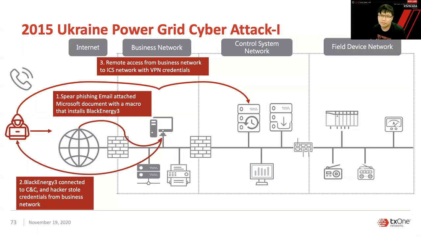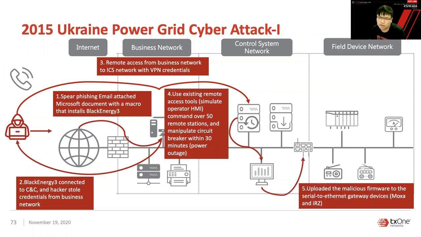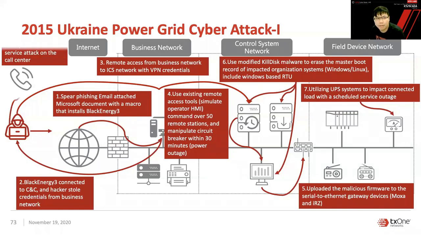In this business network, the attacker could find VPN credentials, and those critical VPN credentials allowed the attacker to connect to the control system network. At that time, the attacker could compromise the ICS devices and networks, using remote access tools to command over 15 remote stations and operate the breakers. They shut down power, and steps 5, 6, 7, also including step 8, were used to delay the power recovery. It is very powerful, and we always say it's a nation-state based attack.